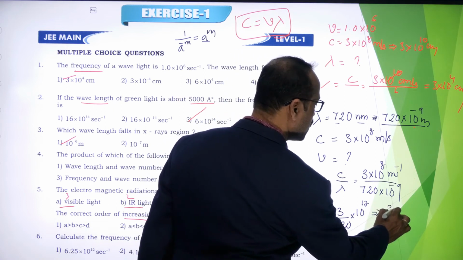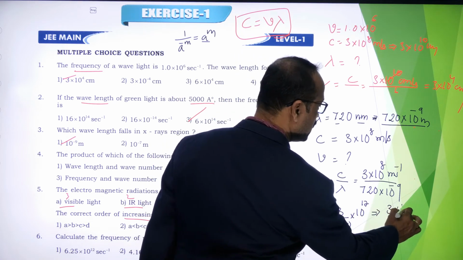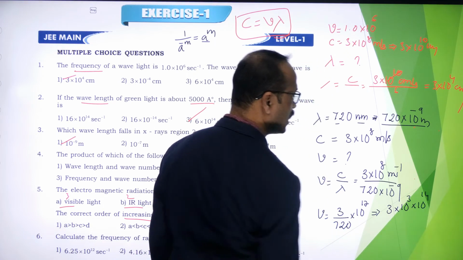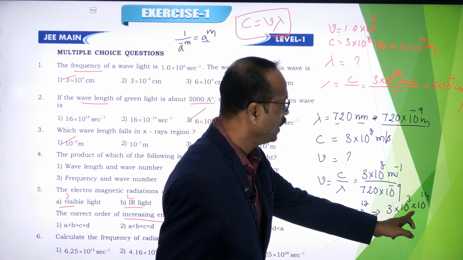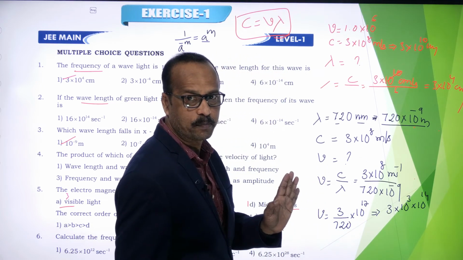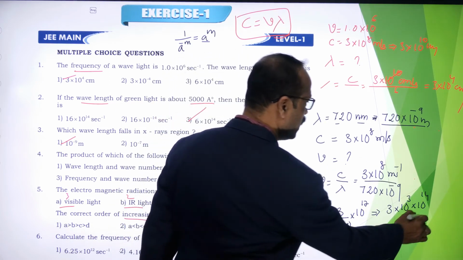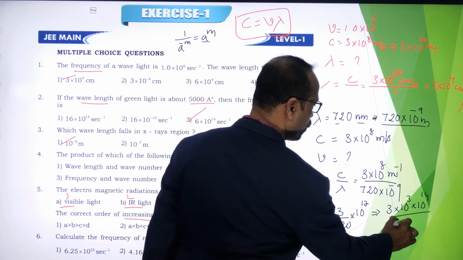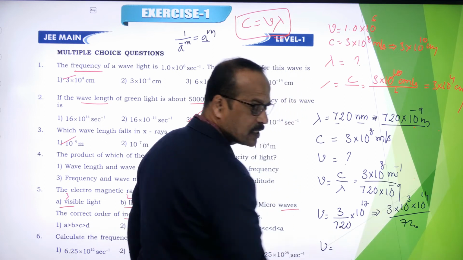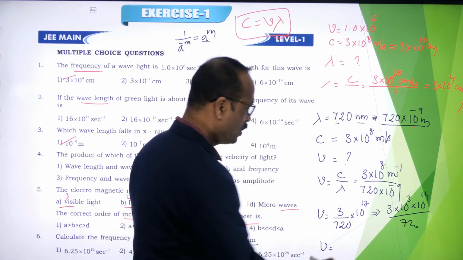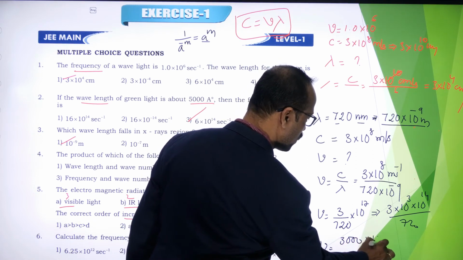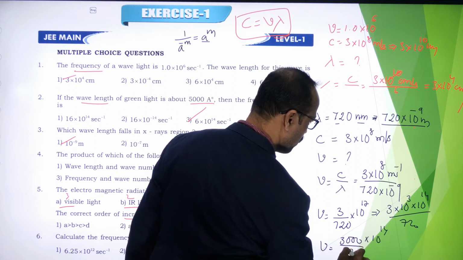So I'll write 3 into 17 as 10 to the power of 3 into 10 to the power of 14. And as you know, a to the power of m into a to the power of n is equal to a to the power of m plus n, divided by 720, right? So see now, 10 to the power of 3 is 1000, so this is 3000. This becomes 3000 into 10 to the power of 14 by 720, right?